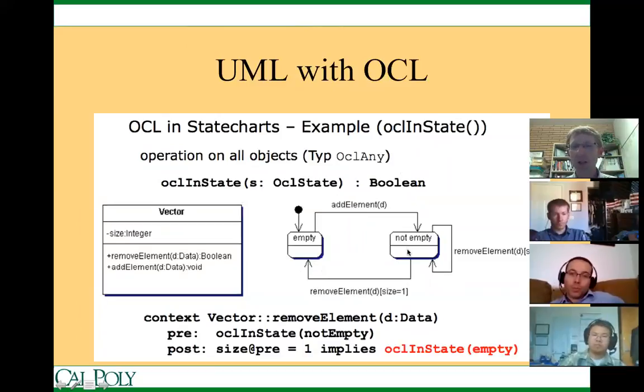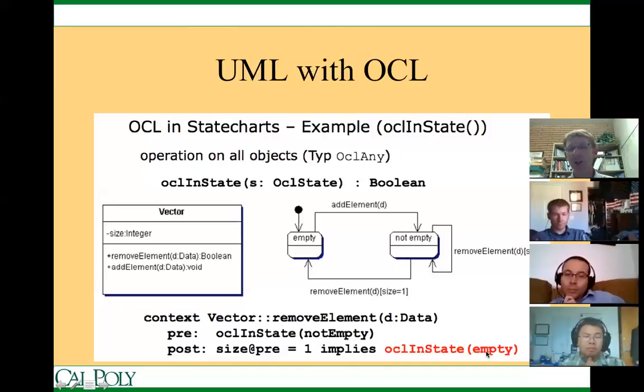Looks like this is a state diagram. So either it's in the empty or the not empty state, and when you remove element, it can come back here. And so here, the precondition is that the OCL is in state, so it's not empty. Okay, so it should have been in that state. And then the postcondition is the size at the precondition equals 1 implies that OCL in state was empty.